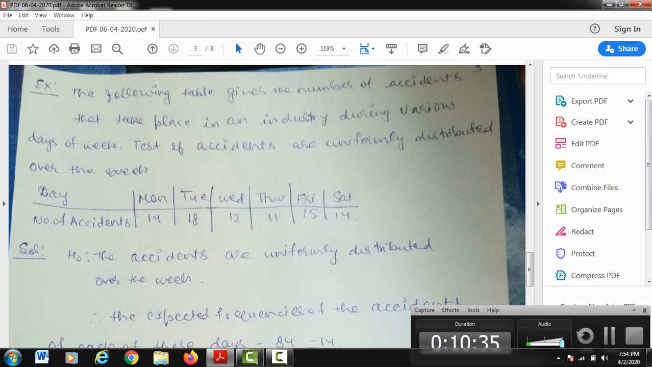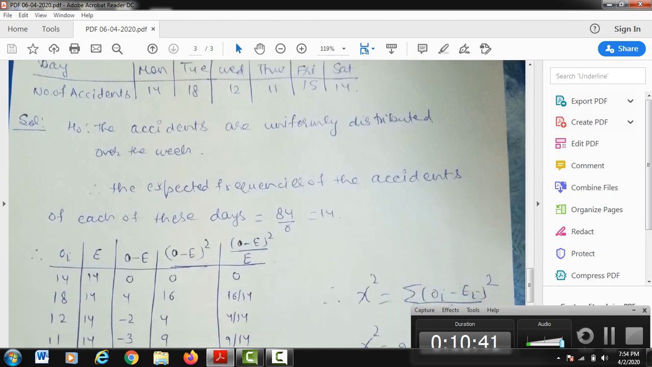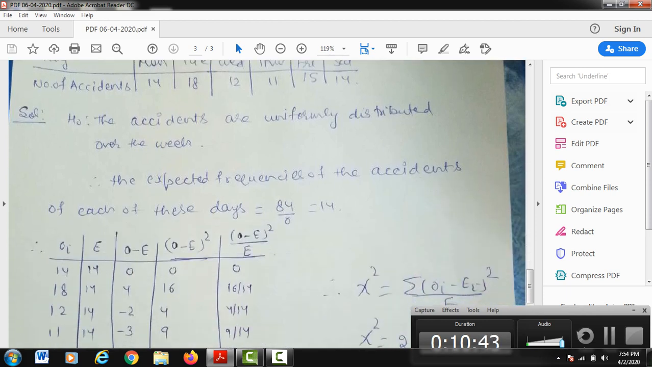As we know, the very first step of our testing is to set up the null hypothesis. So the null hypothesis in this case will be: let the accidents be uniformly distributed over the week. This is the first application of chi-square, that is, if I want to check the uniformity of the data, then I will use the chi-square test.